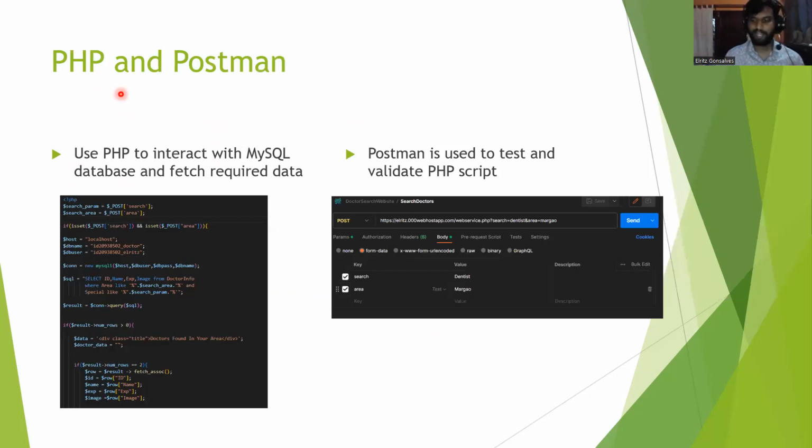So now that we have our database, we actually need something that will interact with this database and will give us whatever information we require. So for that, we're using PHP. So you can see in PHP, we take these two inputs, search and area. And then we check whether it's actually been sent. So if it's blank, we'll just return something called bad query and it won't process anything.